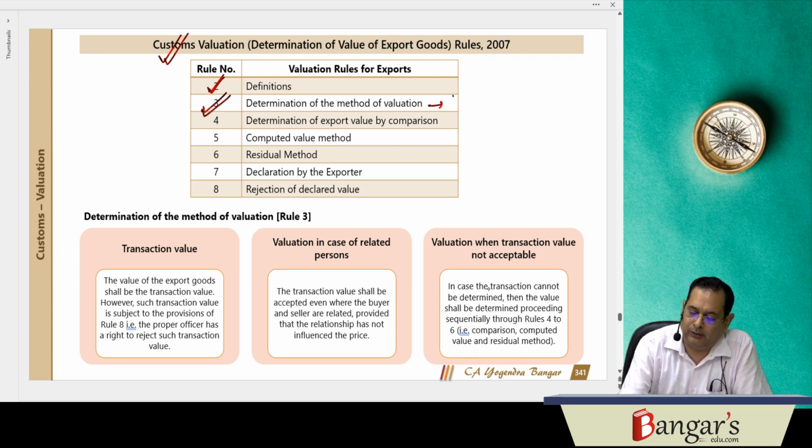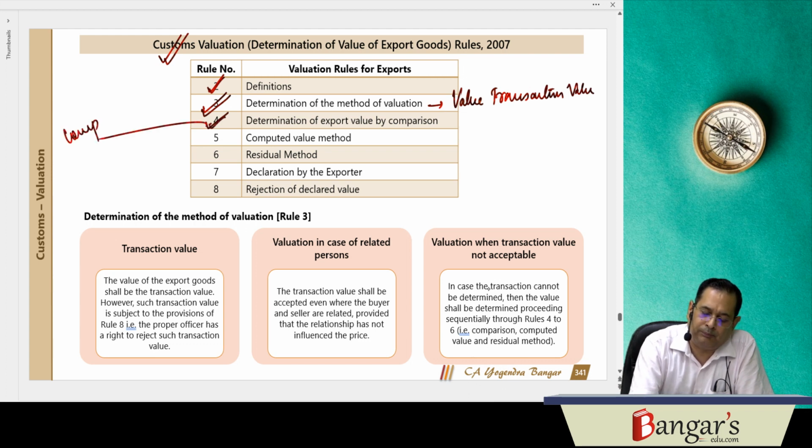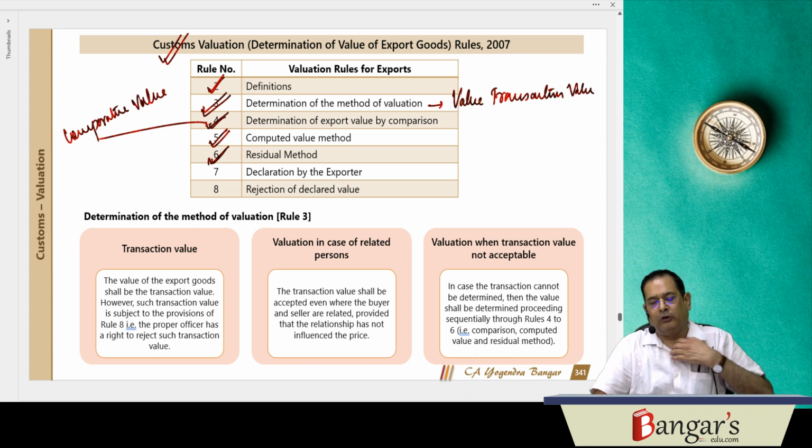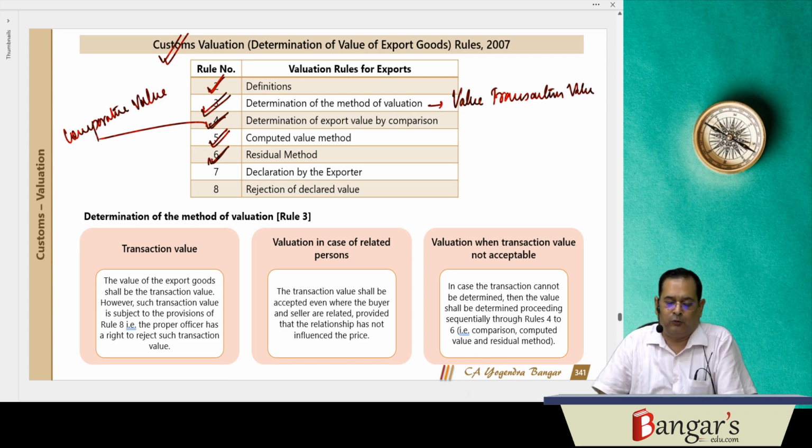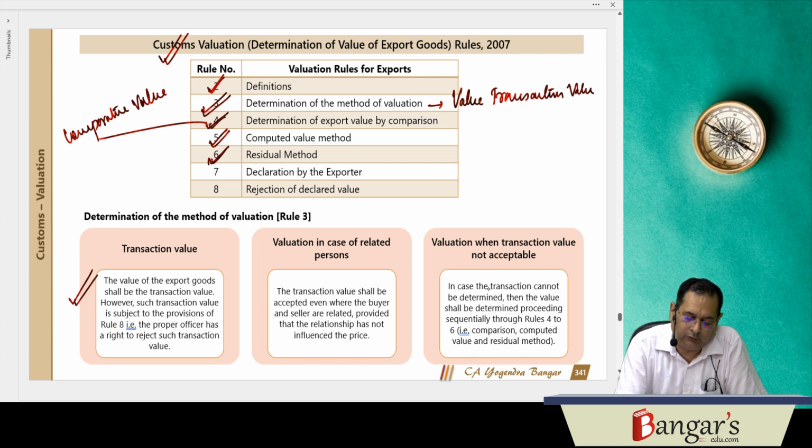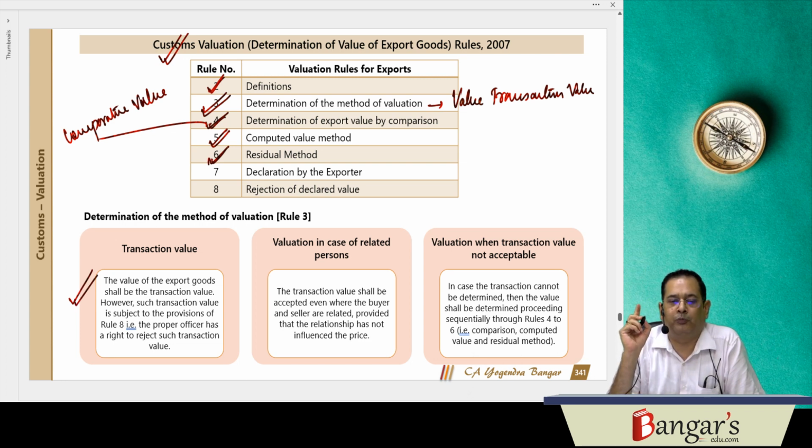So the value basically will be the transaction value. Then if the value cannot be determined as per Rule 3, it will be comparative value, that is determination of value by comparison, then computed value, and then the residual method. Declaration and rejection aspects more or less remain the same. So in case of export goods, the value of the export goods shall be the transaction value. However, such transaction value is subject to the provisions of Rule 8.